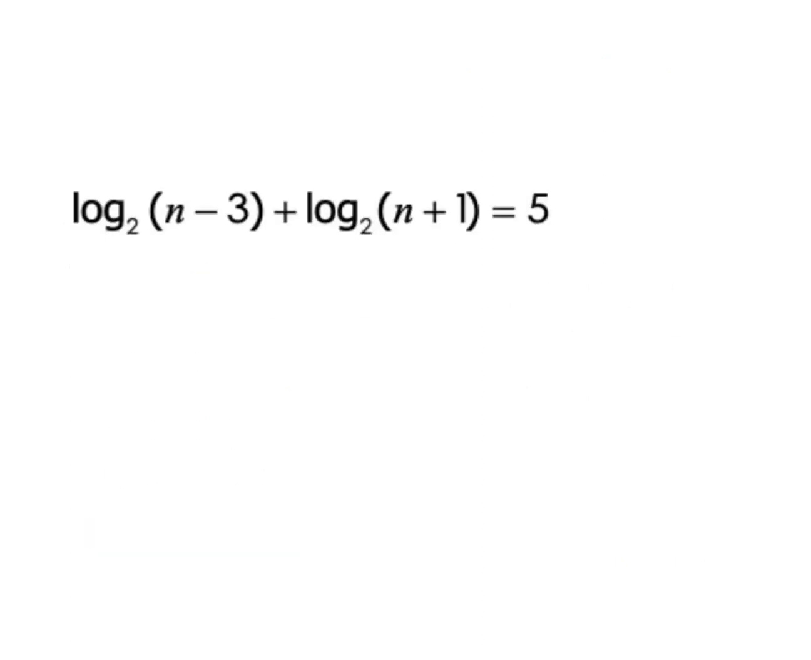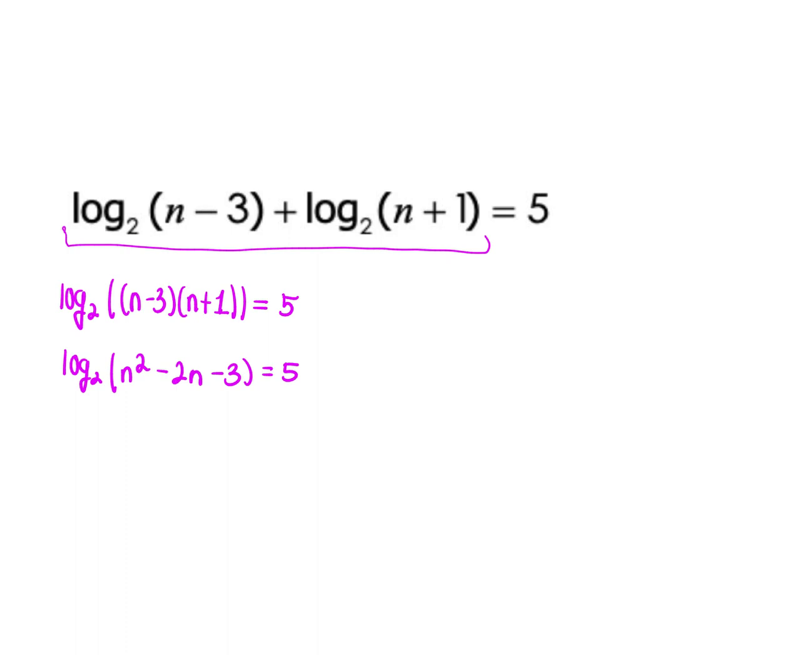Here we have log base 2 of n minus 3 plus log base 2 of n plus 1 equals 5. So we first are going to combine the logarithms on the left side. So we'll have log base 2 of (n minus 3) times (n plus 1) equals 5. So then we'll have log base 2 of n squared minus 2n minus 3 equals 5. So then we'll have n squared minus 2n minus 3 equals 2 to the 5th. 2 to the 5th is going to be the same as 32. So we can rewrite this as n squared minus 2n minus 3 equals 32, which is then n squared minus 2n minus 35 equals 0.